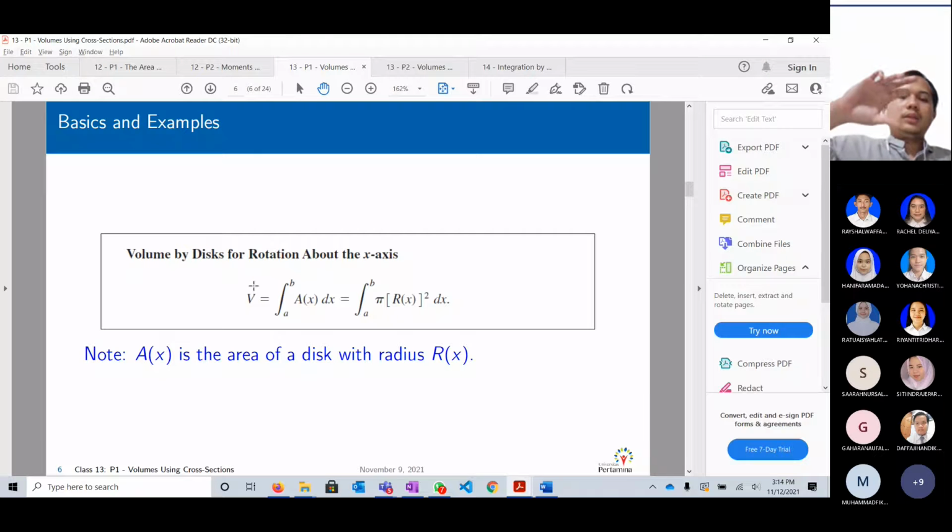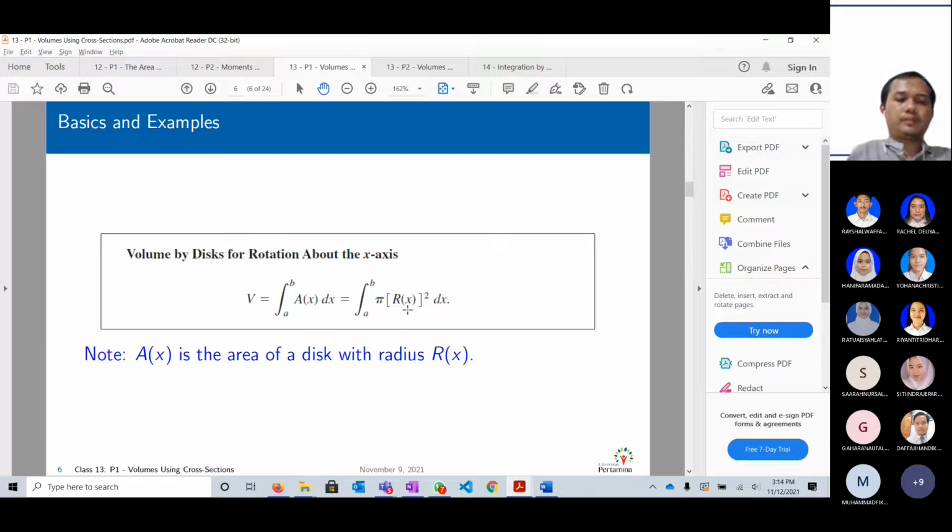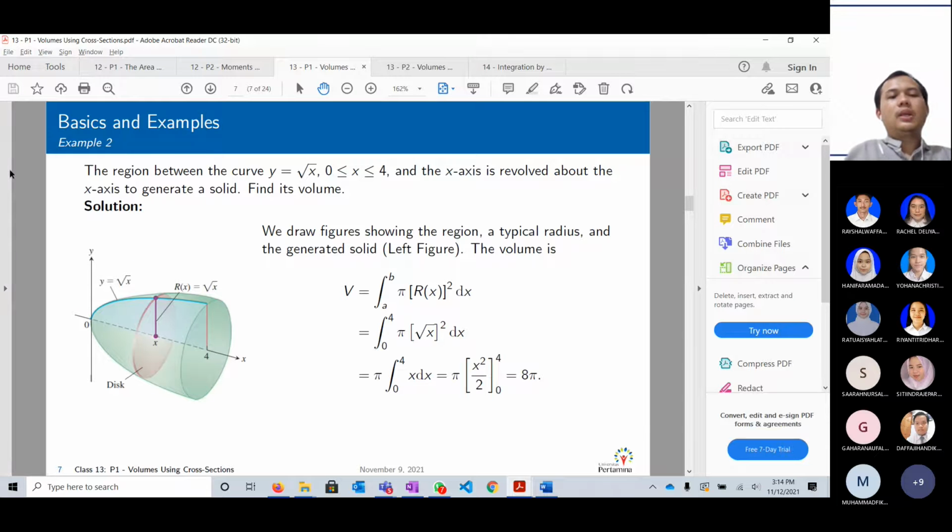Di sini kita mau mencari volume dari kurva yang kita putar pada sumbu x. Maka ketika kita potong, ya, maka areanya karena kita putar pada sumbu x, bentukan potongannya pasti lingkaran. Makanya kita pakai areanya adalah rumus lingkaran, yaitu pi jari-jari kuadrat. Jari-jarinya apa? Jari-jarinya adalah fungsinya, fungsi yang mau kita putar itu.